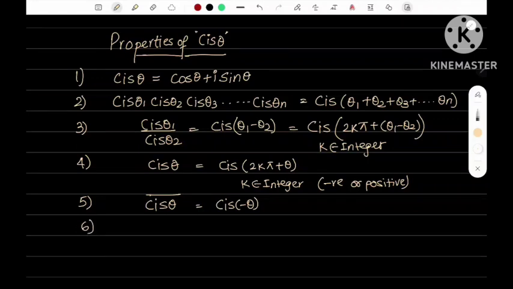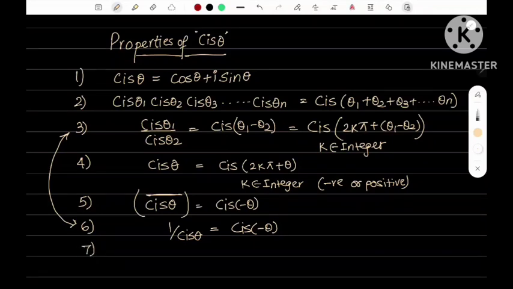So we can also write here 1 by cis theta is equal to cis of minus theta. Okay, this property is the same as the earlier property. So cis theta 2, when it goes to the numerator, becomes cis of minus theta 2.